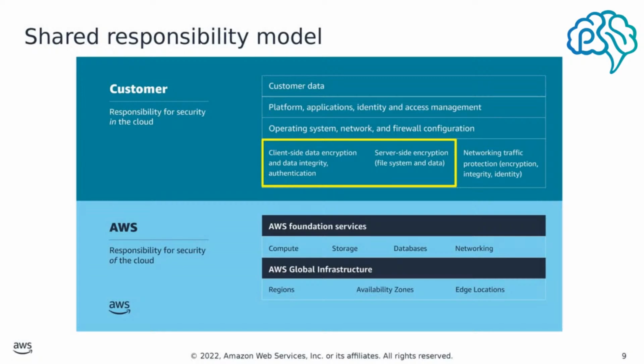And then in terms of AWS, it's responsible for the security of the cloud. So this includes things like the foundational services, so compute, storage, databases, and networking. And this module is going to cover the shared responsibility model, client-side encryption, and data integrity. And in particular, it'll cover the file system and the data.